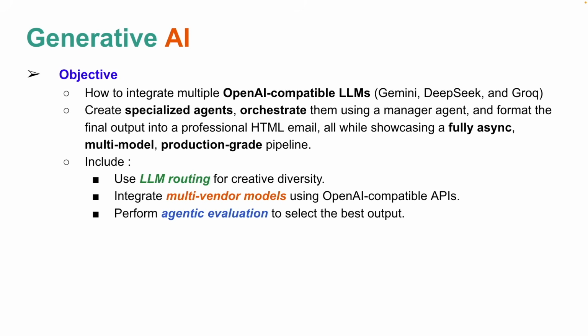Perform the agentic evaluation to select the best output. This is the new thing. We will perform the agentic evaluation on the multiple options and then we will select the best output. Use the tool-based handoff. We will see how we can perform the tool-based handoff to complete the final tasks. So these are the things we are going to learn as part of this section.